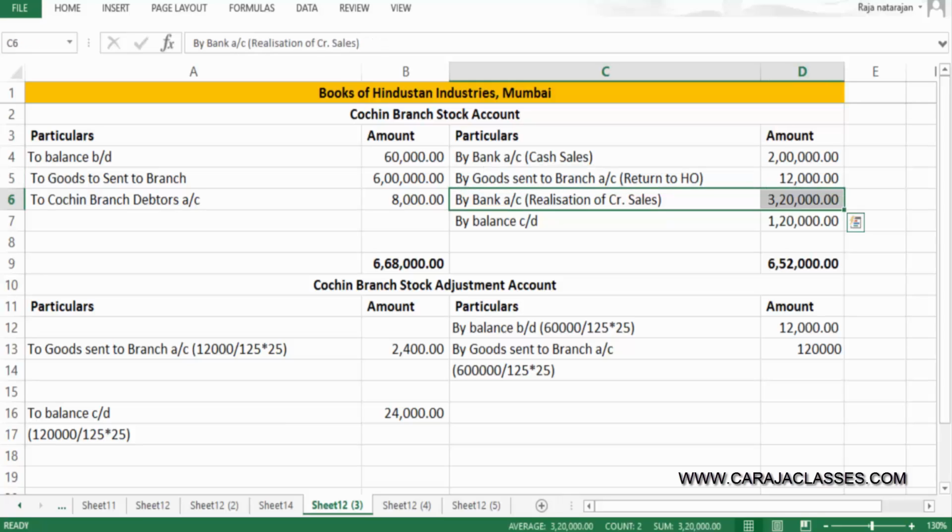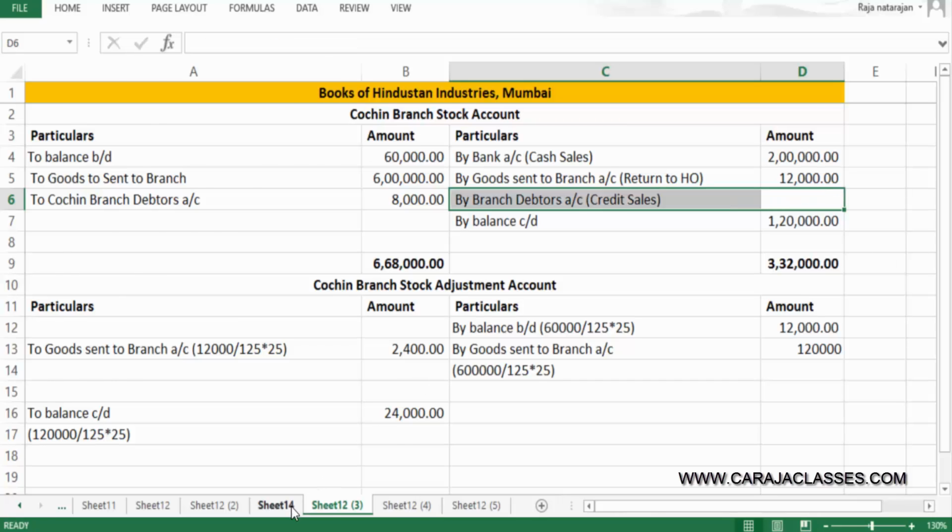See, what we have done here is we have taken realization of credit sale. The branch stock account will not get affected because of realization of credit sale. This branch stock account will get affected when there is an inflow of stock or an outflow of stock. So realization of credit sale is a different aspect. Ideally, this entry should not come over here. Rather, what should come is the credit sale that has been made. It means branch debtors will be debited and branch stock will be credited, right?